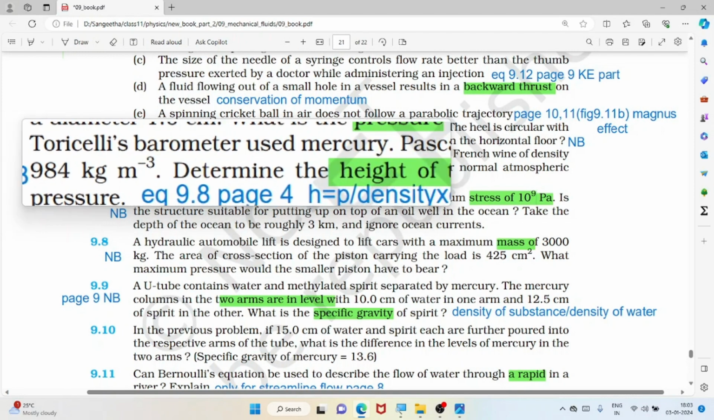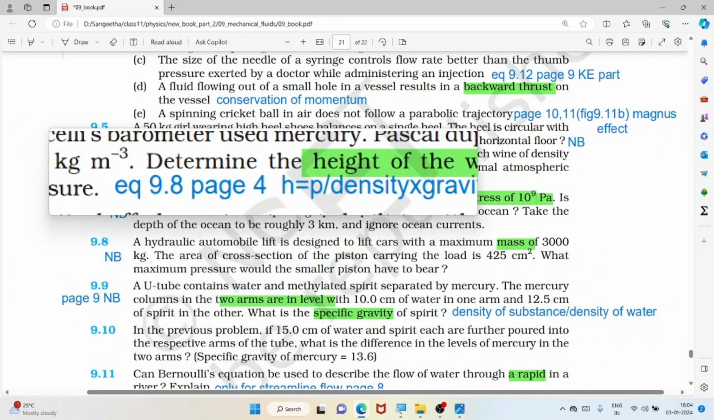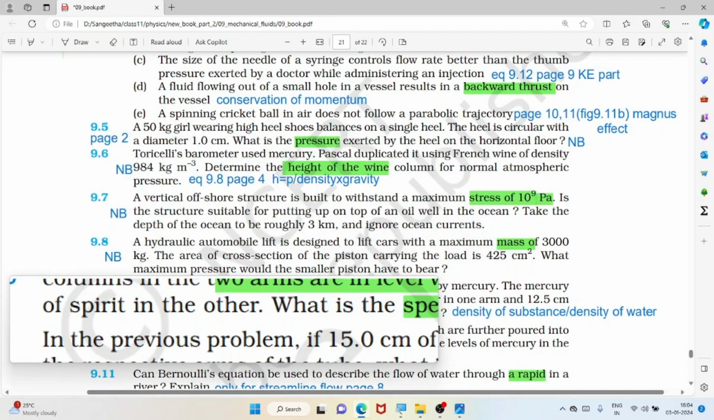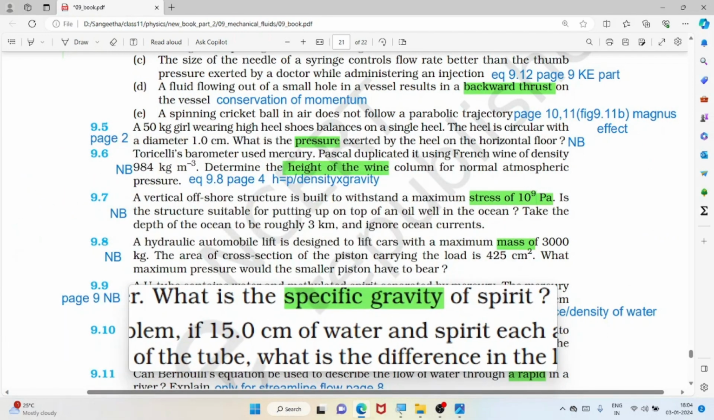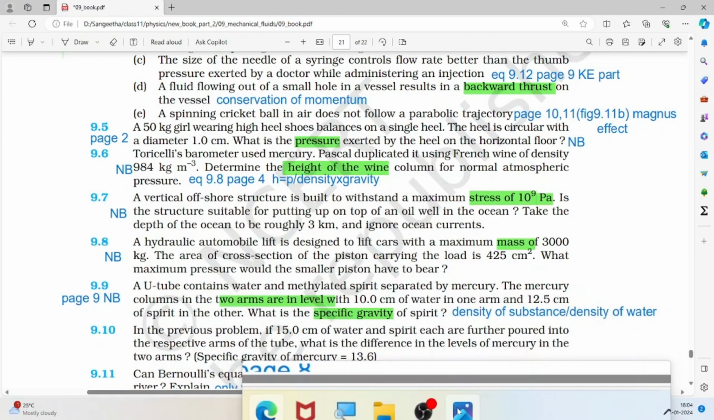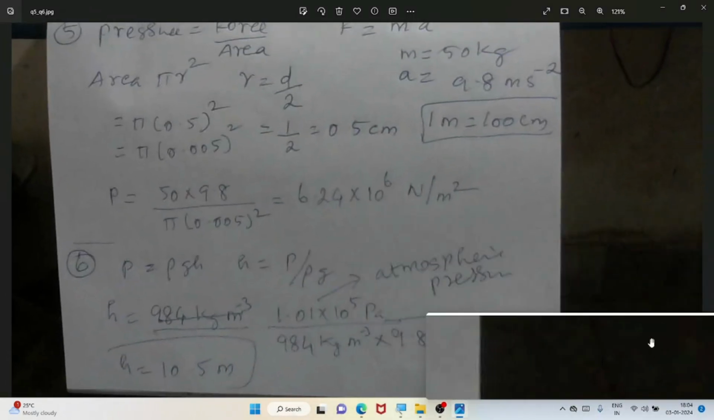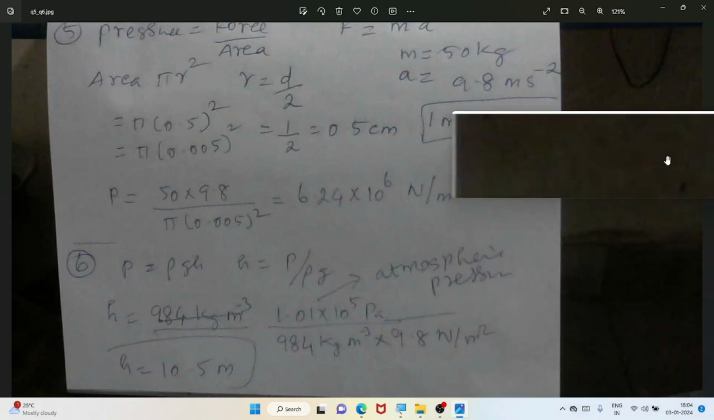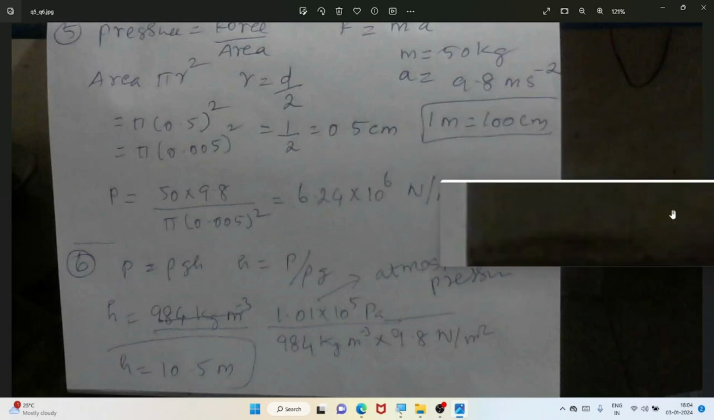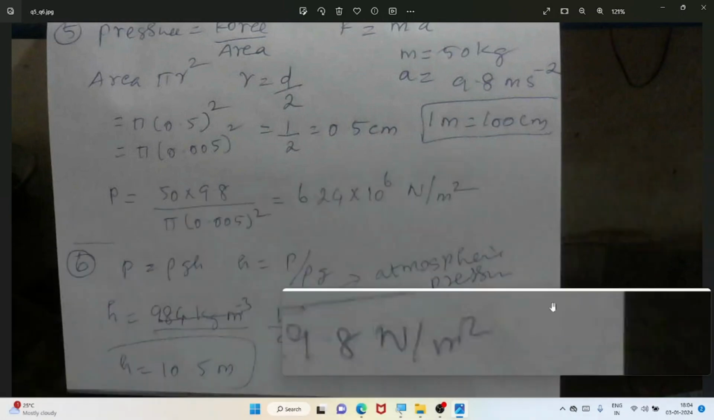Okay, a barometer uses mercury. Pascal duplicated it using French wine of a given density. Determine the height of the wine column for the normal atmospheric pressure. Here also we use pressure equal to rho g h, and we have to find h. h equals pressure divided by rho, the density, into g, the acceleration due to gravity, that is 9.8 meter per second square. After substituting, h is 10.5 meter.